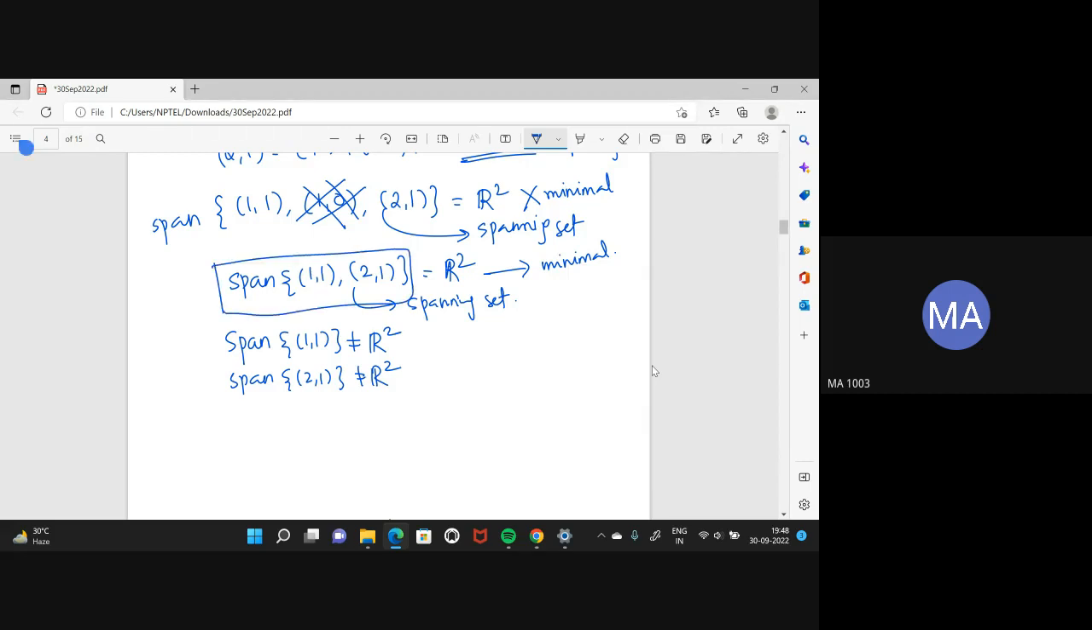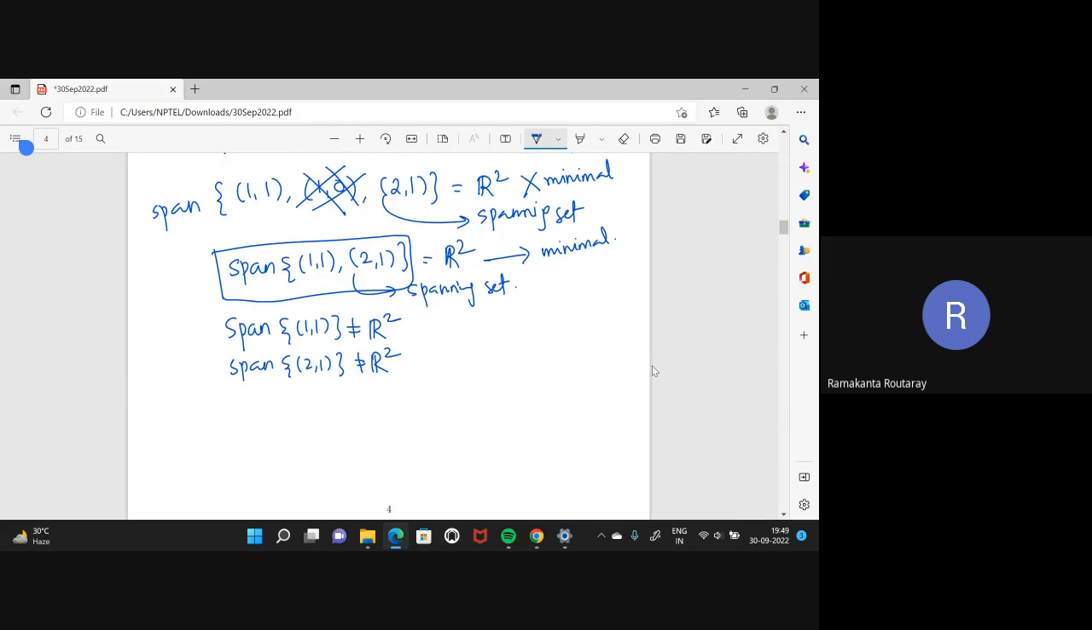Is that clear? Yes, ma'am, one small confusion here. Like (2, 1), x and y value I do have. So it is in R2, but it is not a spanning set of R2 because I cannot generate all the elements which exist in R2. Okay. Can you generate (1, 0) using (2, 1)? No, I cannot.